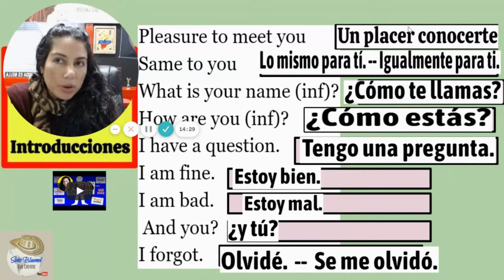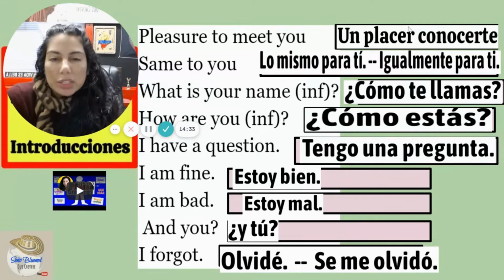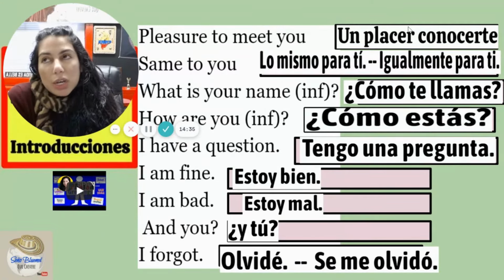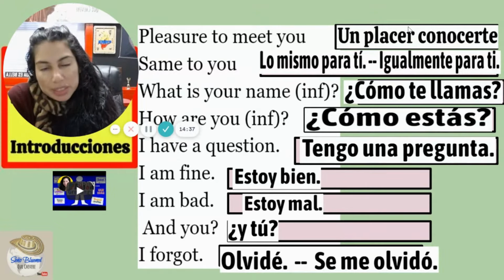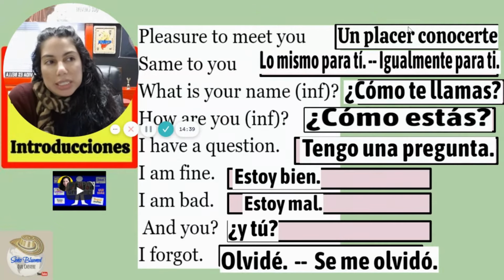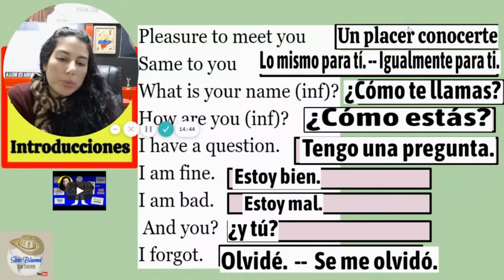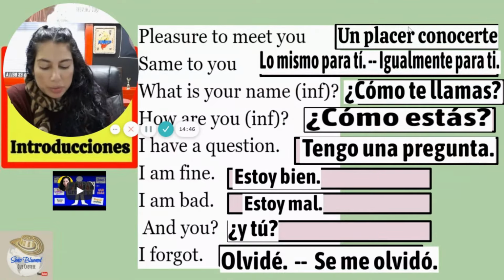Se me olvidó hacer la tarea. I forgot to do the homework. Or you can say, olvidé las llaves de mi casa. I forgot the keys of my house. Olvidé las llaves. So, olvidé is one way to say it, or se me olvidó.